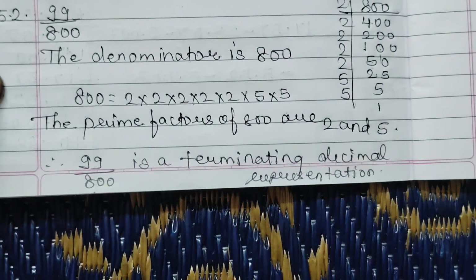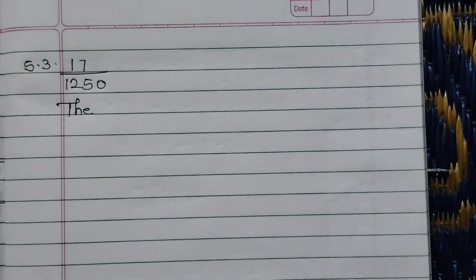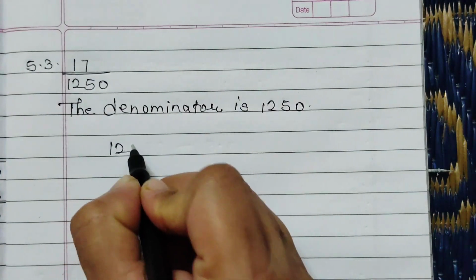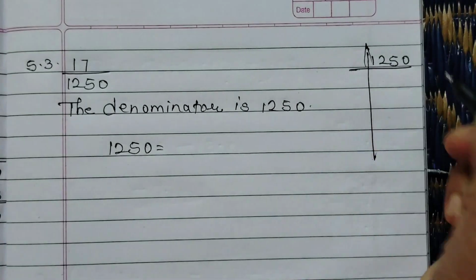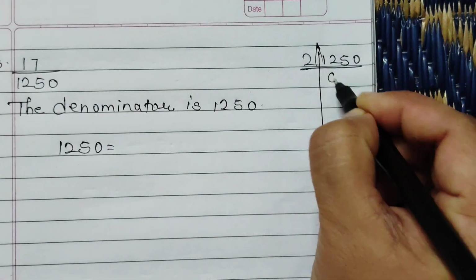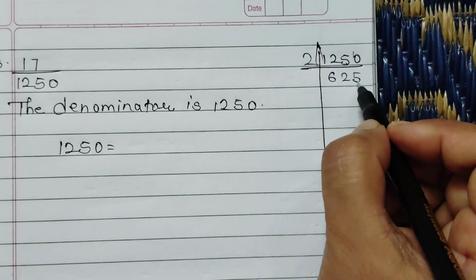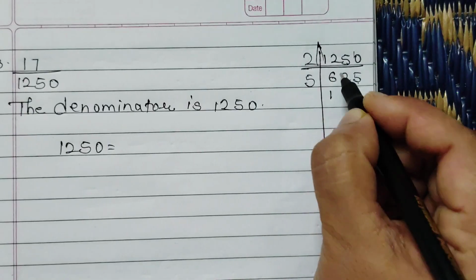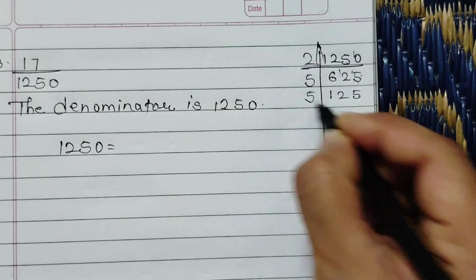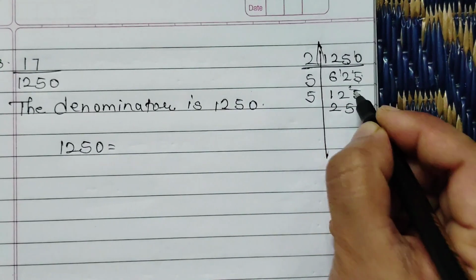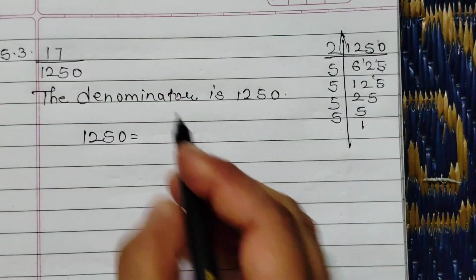Okay, next question. Here we cannot reduce this, so we will write. Now we will take out the prime factor. Okay, so 1 2 5 0. Start by 2. 2 6s are 12, 2 2s are 4, 1 carry, 2 5s are 10. Now we have 5 in the ones place, so 5 1s are 5, 1 carry, 5 2s are 10, 2 carry, 5 5s are 25, 5 2s are 10, 2 carry, 5 5s are 25, 5 5s are 25, 5 1s are 5.